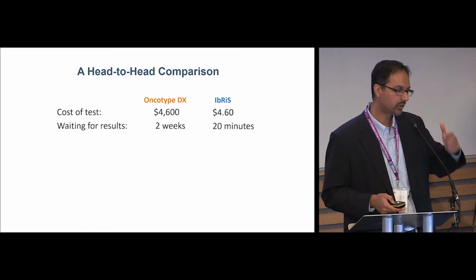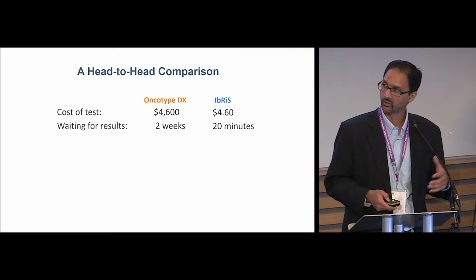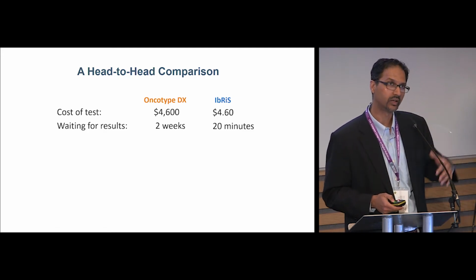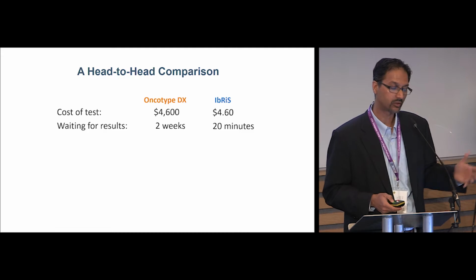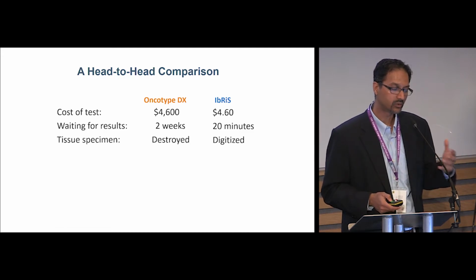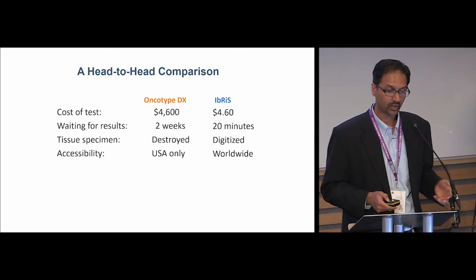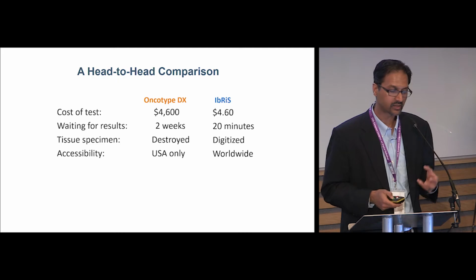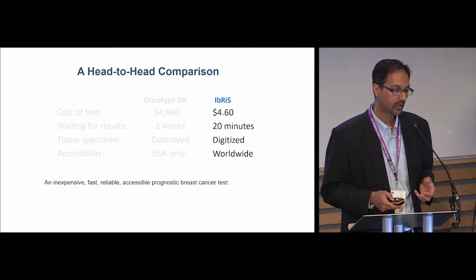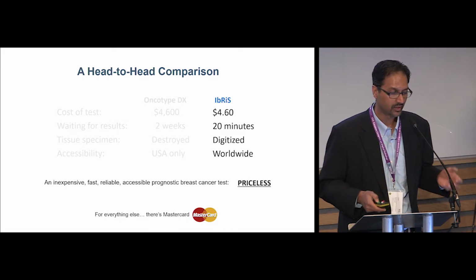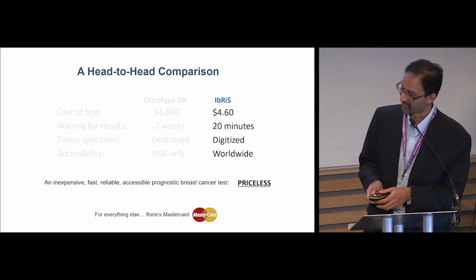There's also the turnaround time, right? So with these molecular tests, you're talking about things that have to be shipped out to a specific facility, and then the test has to come back. And so that could take several weeks. With IBRIS, you could essentially be doing this in an order of minutes. The global footprint of these tests is another extremely enticing, exciting opportunity. And therefore, in other words, you've got an inexpensive, fast, reliable, accessible prognostic breast cancer test that's priceless. For everything else, there's Mastercard.